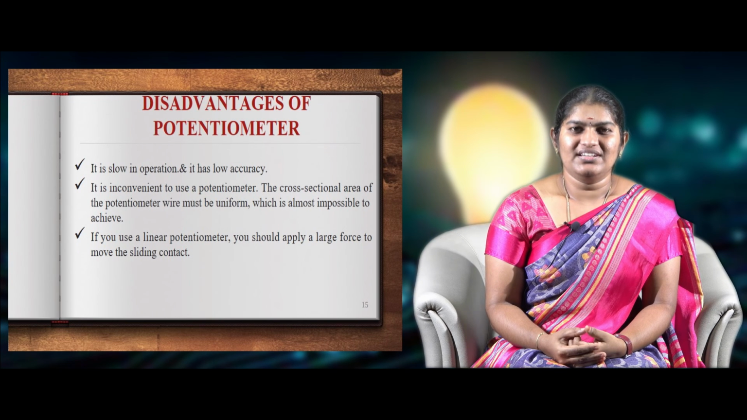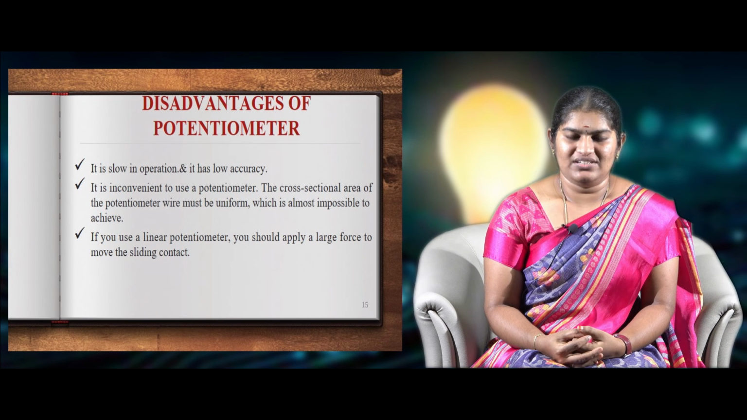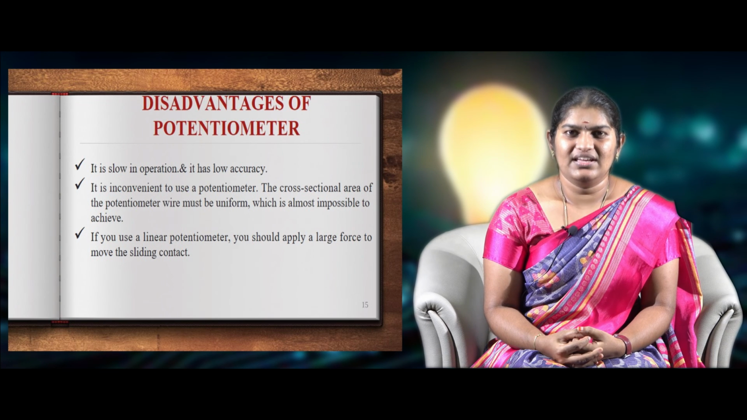Next we are going to discuss disadvantages of potentiometer. Potentiometers are slower in operation, so the accuracy performance will be very less. It is inconvenient to use. The area of cross section of a potentiometer wire must be uniform, but this is impossible to achieve. If we use a linear potentiometer, then you must apply a large amount of force to move a sliding contact.